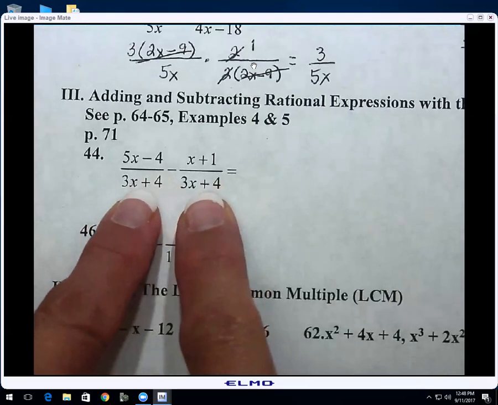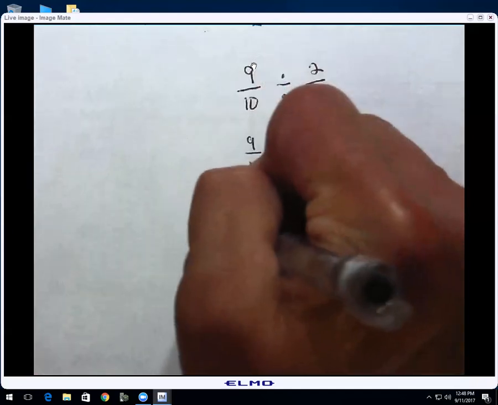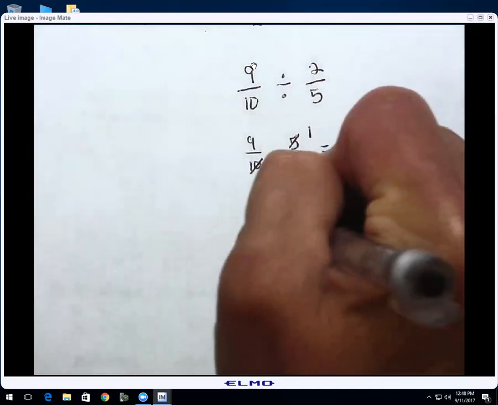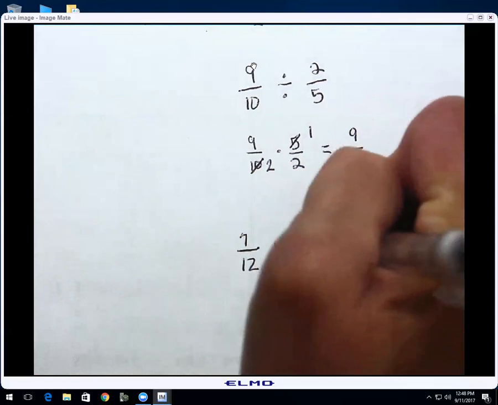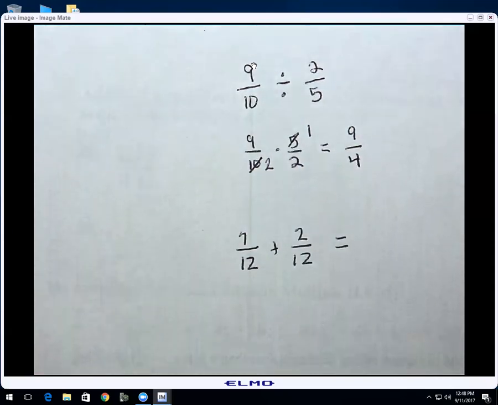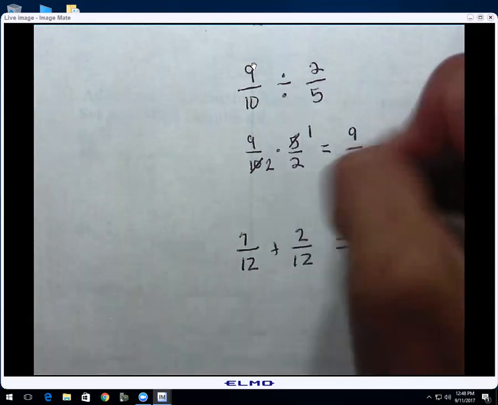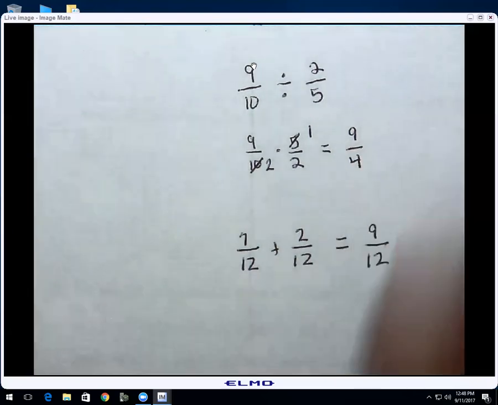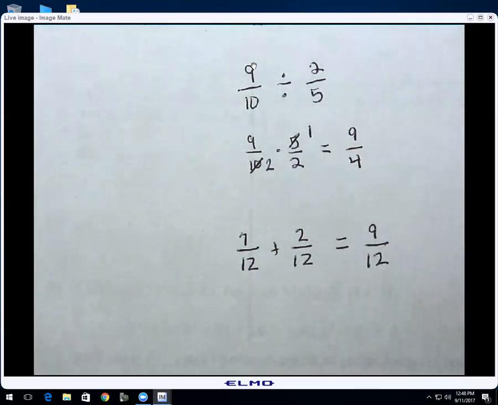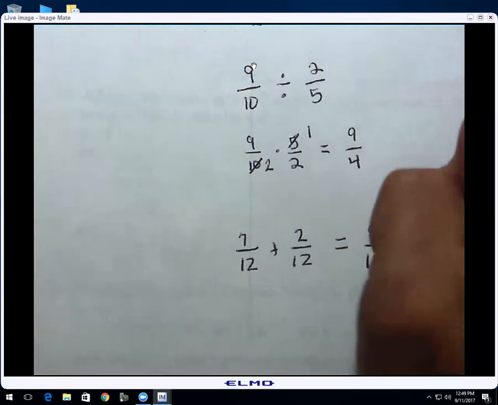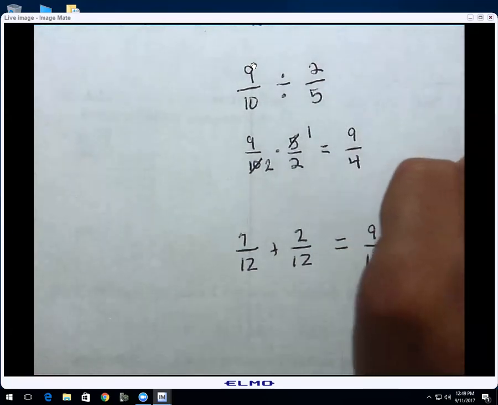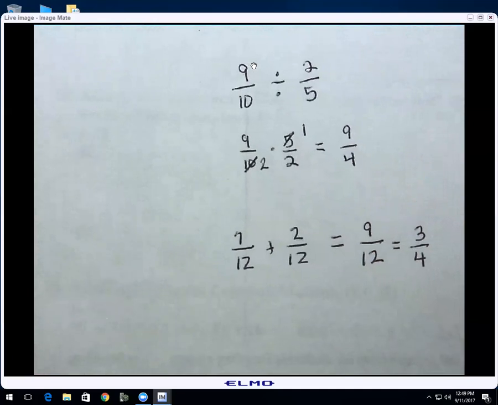If you already do have the common denominator, let's say in basic math, if I was adding 7 twelfths plus 2 twelfths, how do I do that? Just add the numerators, keep the same denominator, and then at the end, check to see if it'll reduce. That will reduce. You can divide the numerator and denominator both by 3, and that's 3/4.